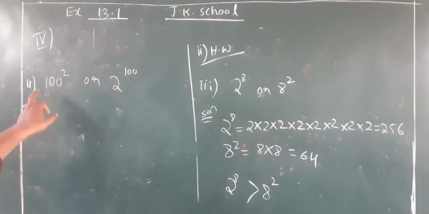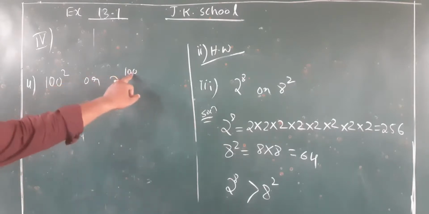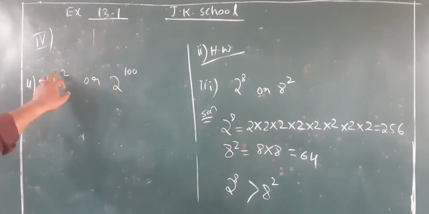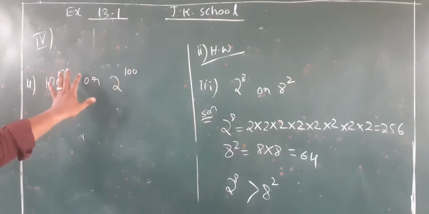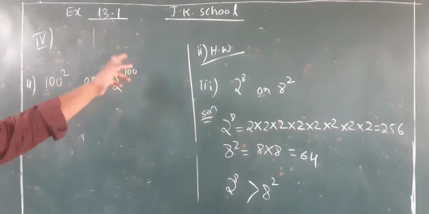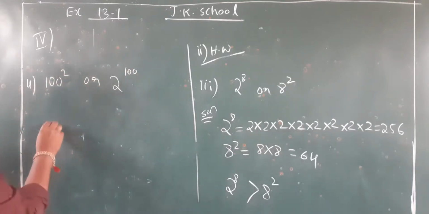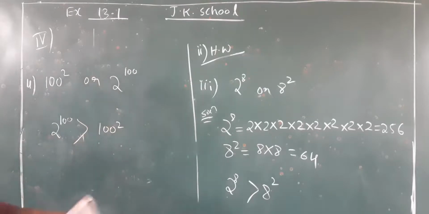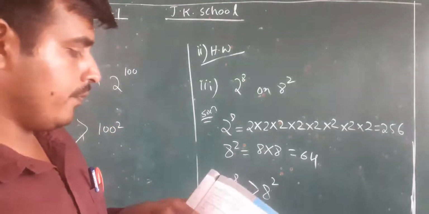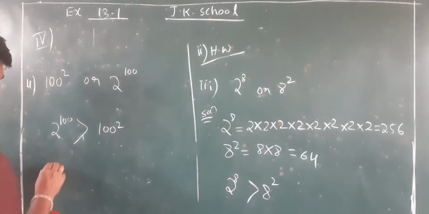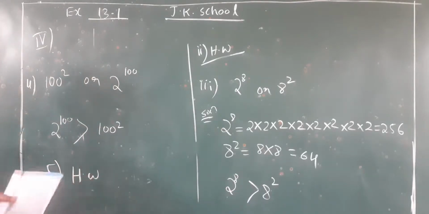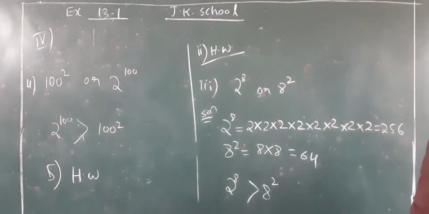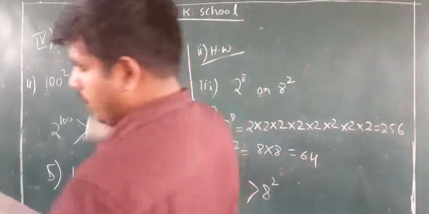Just look, the base of the first exponent will become the power in the next, and the base of the second is the power in the first. If bases and powers are exchanged in this manner, the exponent with the highest power will be the greatest. Directly you can write 2 raised to 100 is greater than 100 square. Similarly, you apply the same rules in the fifth one. Note down. Fifth main.